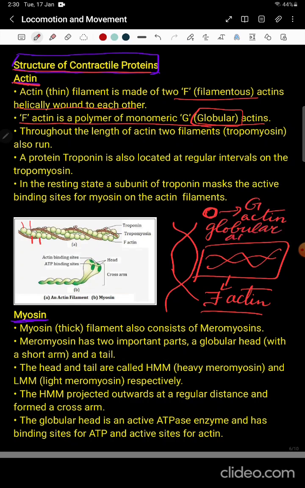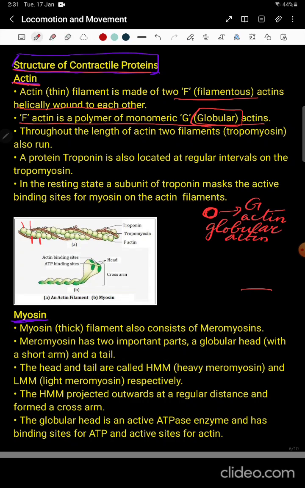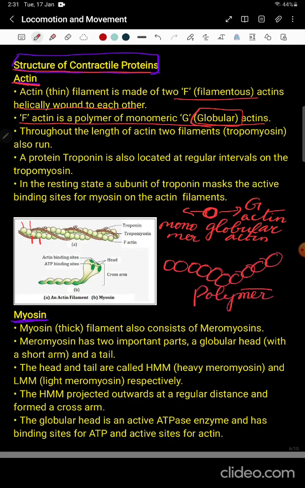Now when more than 3 globular actins are bound to each other, the monomer will become a polymer. Can you understand? Mono means one, so this is the monomer. Polymer means that when more than 4 or 5 beads join together like this, this is the polymer. So how is the F actin made? This F actin is made up of polymerization of monomeric G actin, that is globular actins.